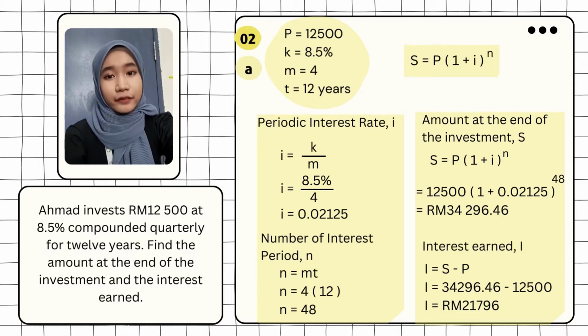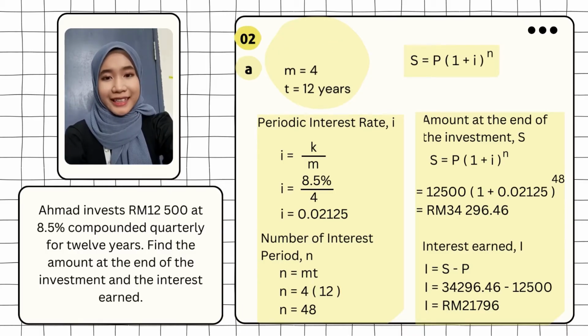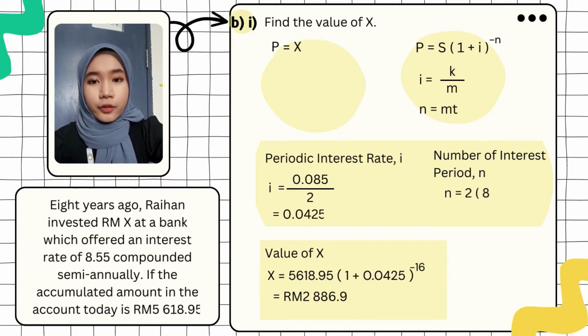So the amount at the end of the investment is S equals 12,500(1 + 0.02125)^48, which equals 34,296 ringgit and 46 cents. And the interest earned I equals S minus P, which is 34,296 ringgit and 46 cents minus 12,500 ringgit, equals 21,796 ringgit.